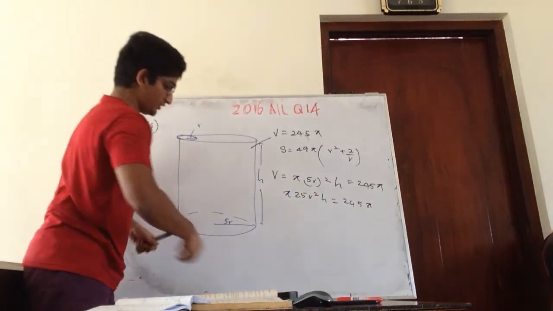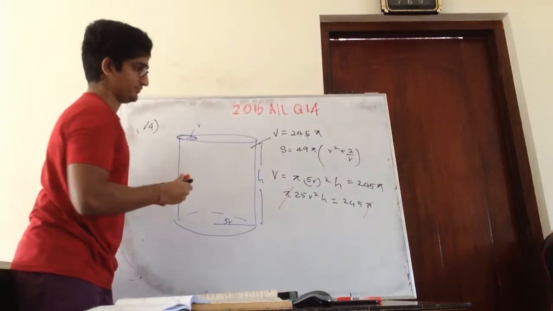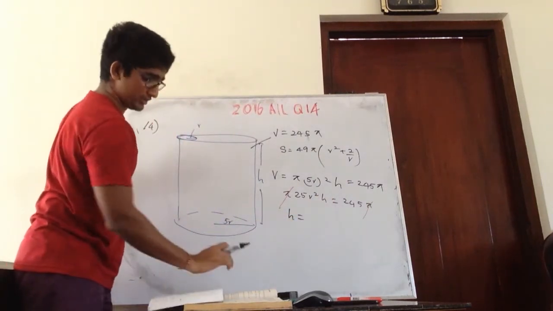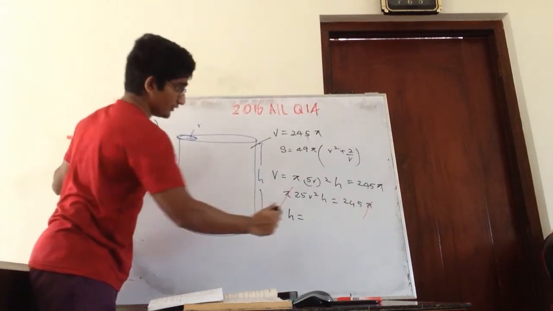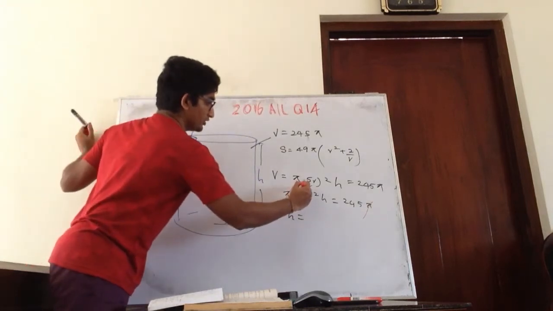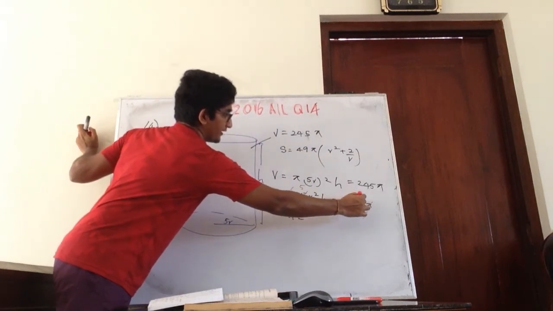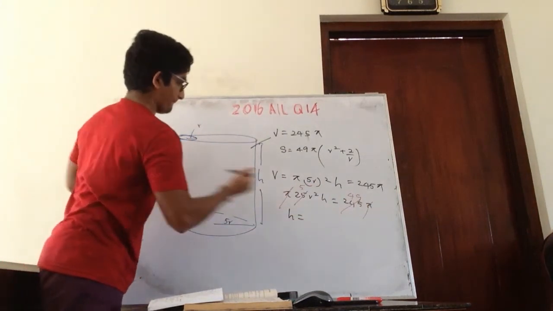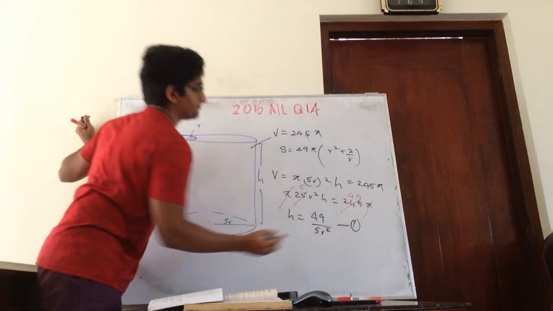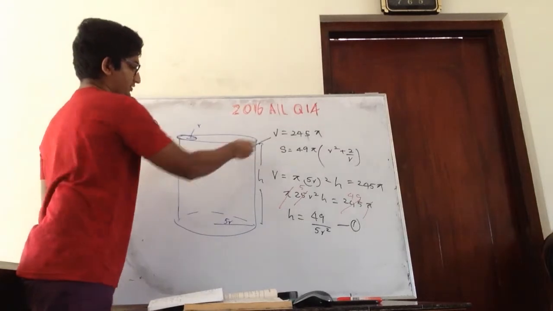So what I'm going to do here is cut this π out. Then I'm going to substitute h. Then I will get 245 over 25. I can actually divide this by 5. It is going to be 5, and this is going to be 49. So that is going to be 49 over 5r squared. Right, so I got this. So now I need to find the S. So write this down.